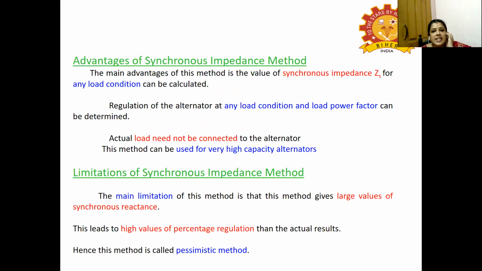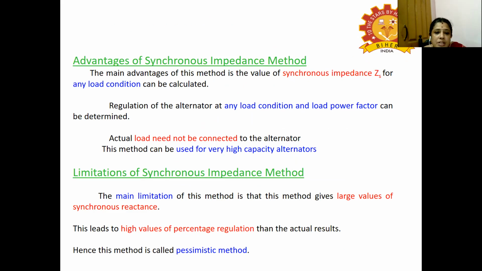So the advantages of the synchronous impedance method: the main advantage of this method is that the value of synchronous impedance ZS under any condition of load can be calculated. Regulation of the alternator at any load condition and load power factor can be determined. The actual load need not be connected to the alternator. This method can be used for very high capacity alternators.